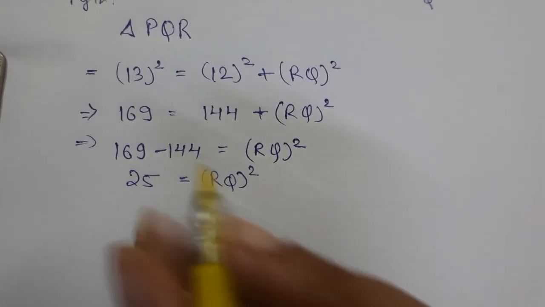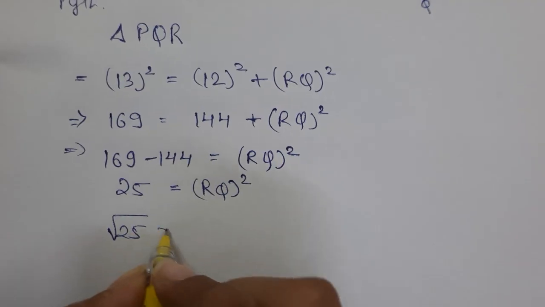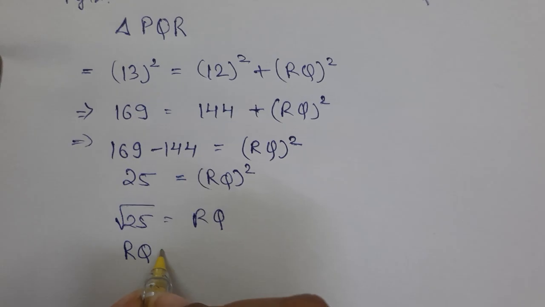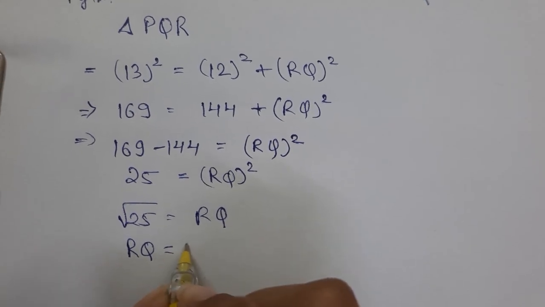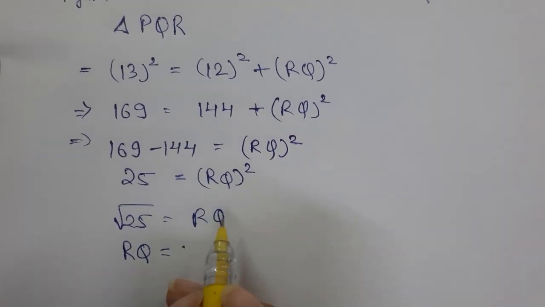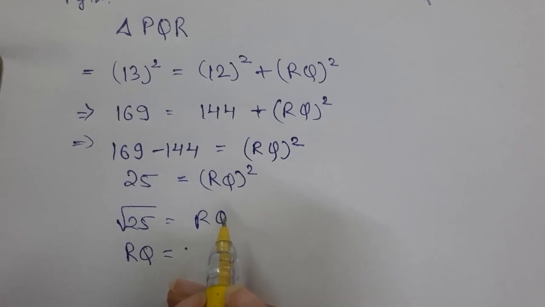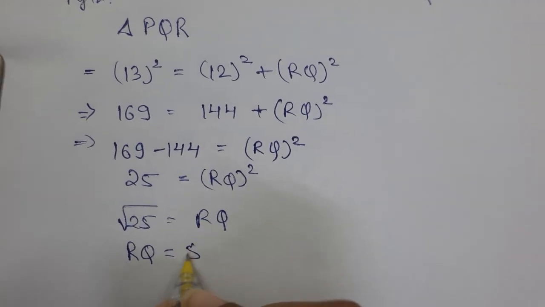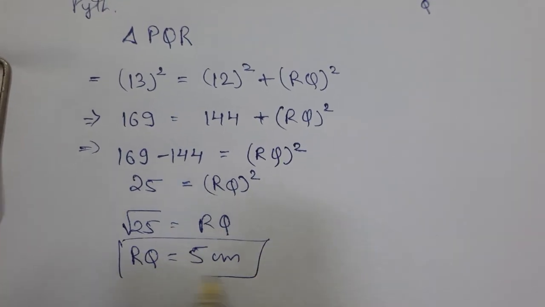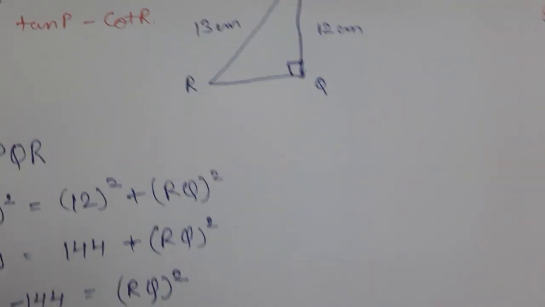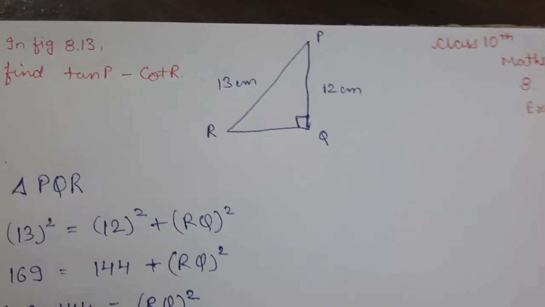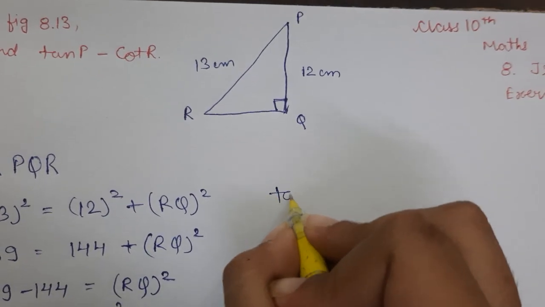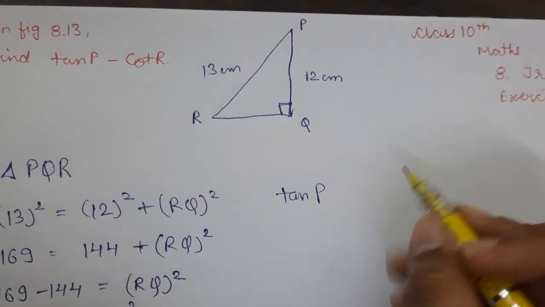To remove the whole square, we'll apply the under root. To get the value of RQ, we need to apply the under root to 25, and the under root of 25 is 5. So we get the value of RQ as 5. So here first we need to calculate it for tan P. Here the adjacent angle will be P. So let's draw the triangle required for us to calculate tan P.